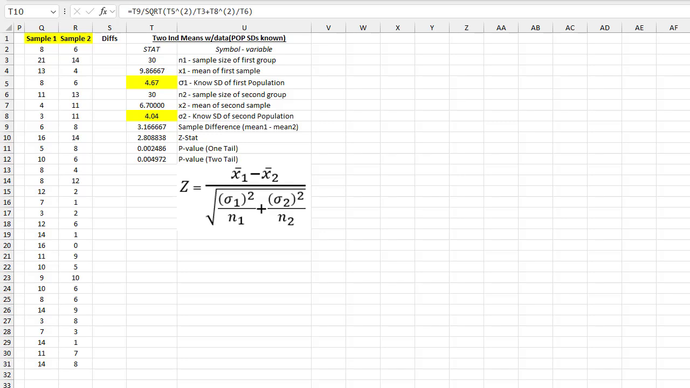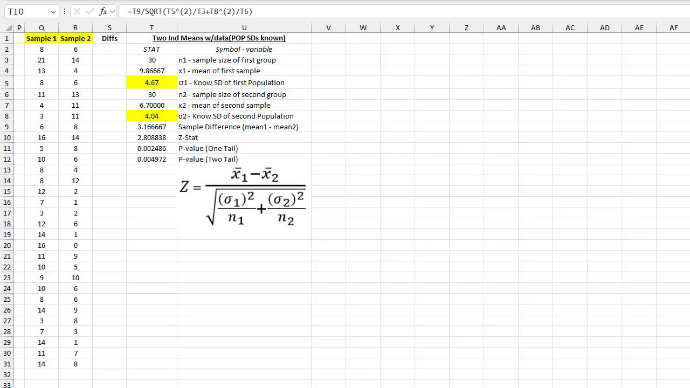And the t-curve, as we all know, is pretty much identical to the z-curve, especially as the degrees of freedom gets larger and larger, i.e. your samples get larger and larger and larger. The t-curve ends up looking just like the normal curve, but it's slightly different for smaller samples.